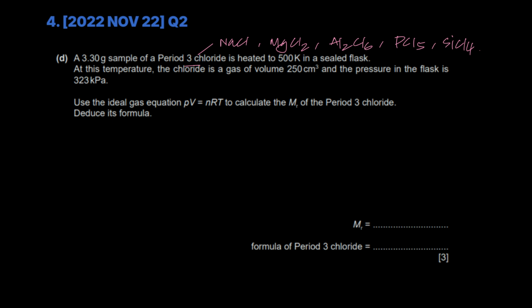Now it's saying that this mass is heated to 500 Kelvin in a sealed container, a sealed flask. At this temperature, the chloride is a gas of volume 250 cm cube, and the pressure of the flask is this much. Use the ideal gas equation to calculate the MR. Now, I've given you the idea. You can calculate it directly using the expression, which is right here.